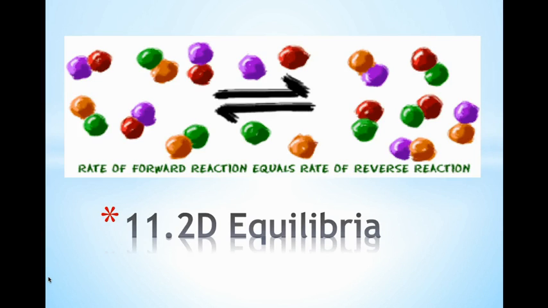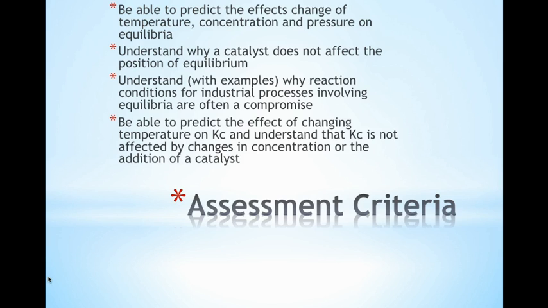This is 11-2D, Chemistry Grade 11, and our study of equilibria. The assessment criteria for this term, this activity, is to be able to predict the effects of a change of temperature, concentration, and pressure on equilibria. You need to understand why a catalyst does not affect the position of equilibria.